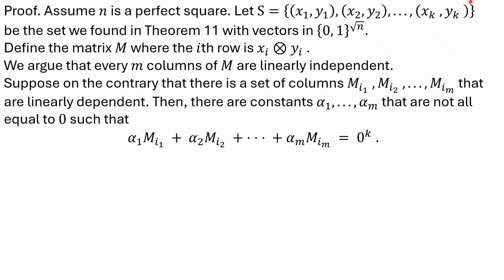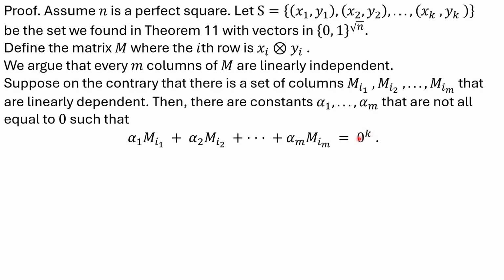Let S be the k vectors, the set we found in theorem 11, with vectors in {0,1}^root n. Define the matrix M, where the ith row is the tensor product of x_i and y_i. We argue that every m columns of M are linearly independent. Suppose, on the contrary, that there is a set of columns M_i1 to M_im that are linearly dependent. Then there are constants alpha_1 to alpha_m that are not all 0, such that this combination is equal to the vector 0.